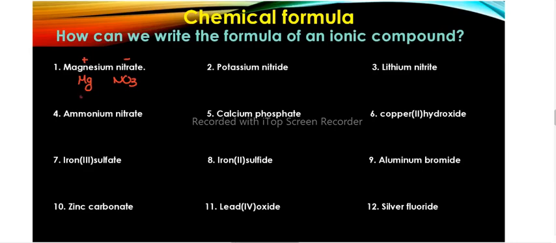Magnesium is presented in group number 2, so it's a 2. Nitrate, it's a 1 according to the polyatomic ion sheet. Then you cross multiply, so your final answer is Mg, which is multiplied by 1. The NO3, as a polyatomic ion, is multiplied by 2, so you need to use brackets.